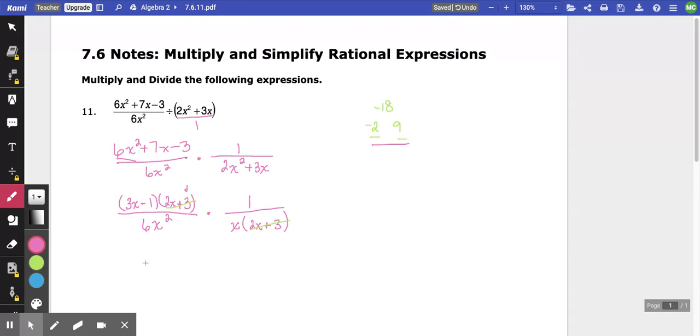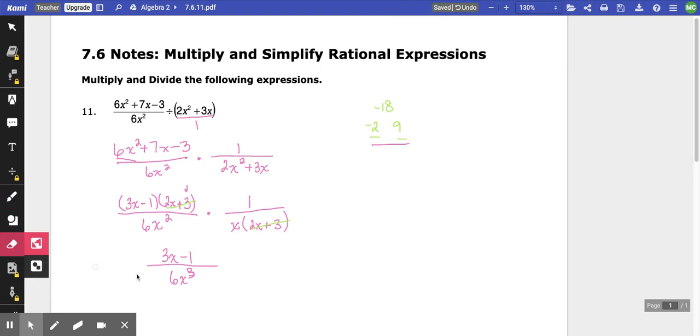So I just need to write my solution now. In the numerator, I've got a 3x minus 1 times 1. So that's just 3x minus 1. In my denominator, I've got 6x squared times x. Now, if either one of those was a binomial expression, I wouldn't actually combine them, I'd just leave them factored. However, since they're both monomials, I'm going to go ahead and multiply them together. So 6x squared times x would be 6x cubed.